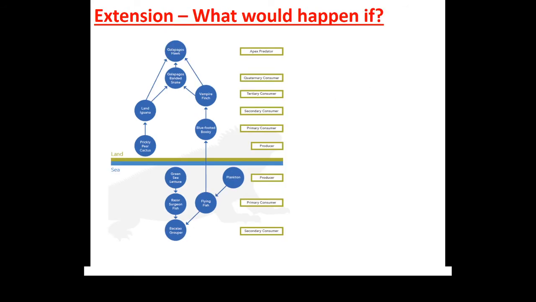So our final task today, our extension. Here's a combined food chain and web showing land and sea ecosystems in the Galapagos. All I'd like you to do is to consider what would happen if there were some changes. So firstly, the flying fish became extinct. What would the impact of this be on the Galapagos ecosystem? Pause the video, make a note, come back to me when you have.